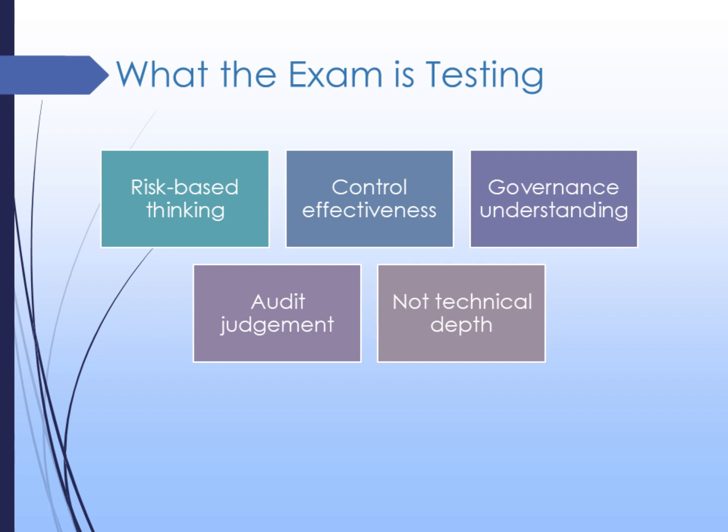Questions often test whether you understand accountability, oversight, policy direction, strategic alignment, and the difference between governance responsibilities and operational activities. Audit judgment is equally important. In many scenarios, multiple answers may appear technically correct, but the best answer is usually the one that aligns most closely with risk reduction, governance principles, business objectives, and sound audit practice.